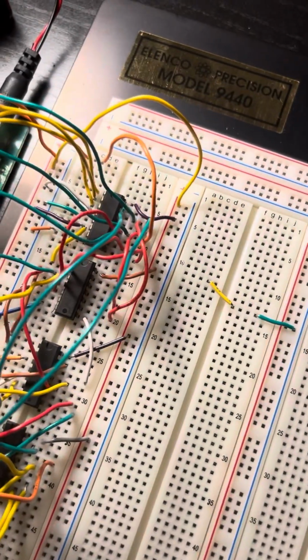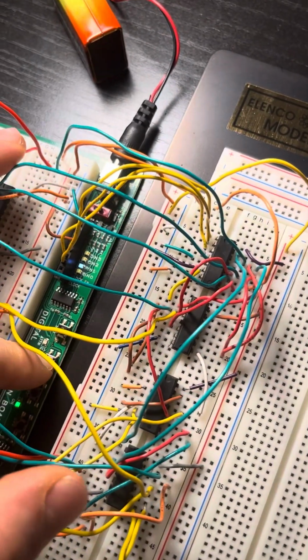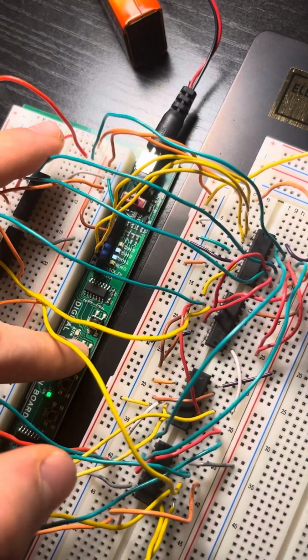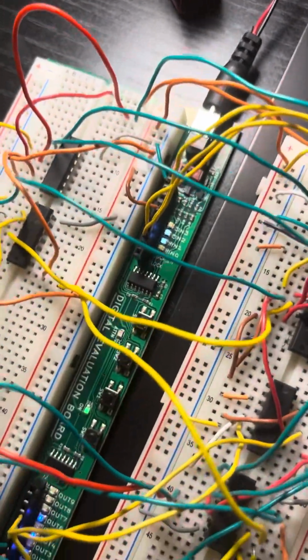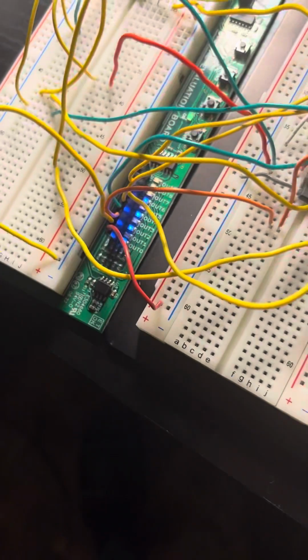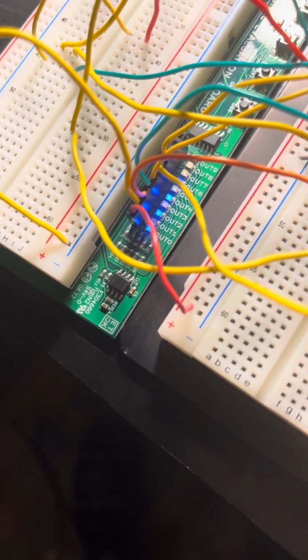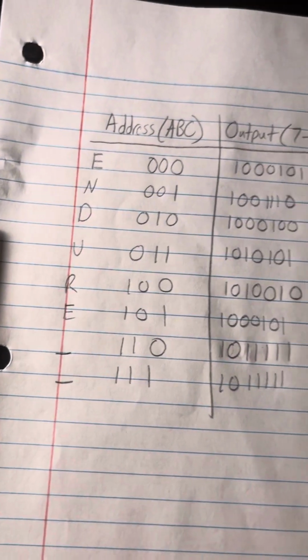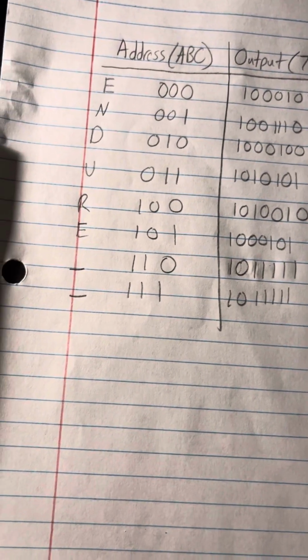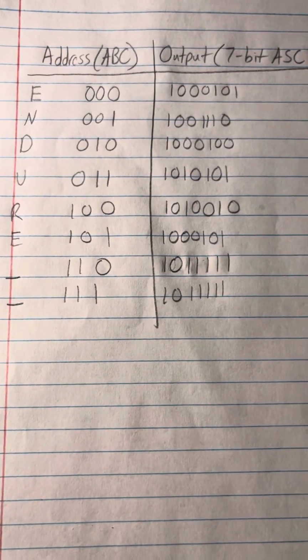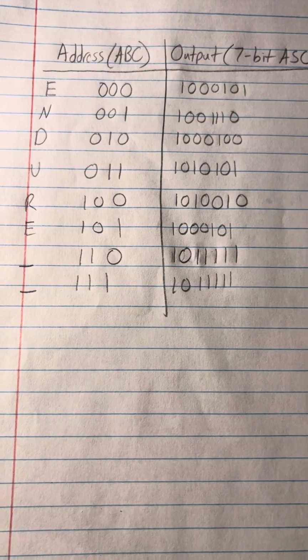So if we simply turn input 2 back on, we get address 011, and our ASCII output is 1010101. Now for the next address, which is 100 and corresponds to the letter R, we can see the ASCII output as 1010010.